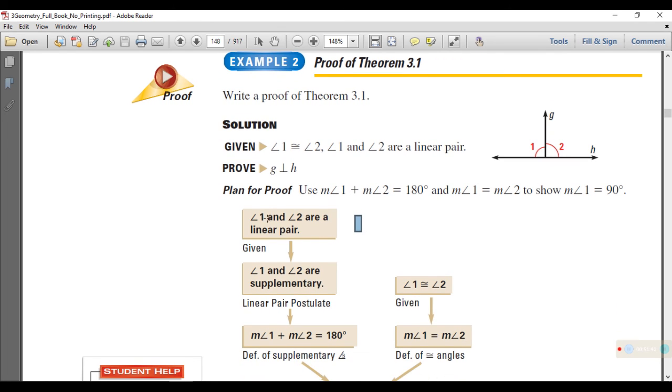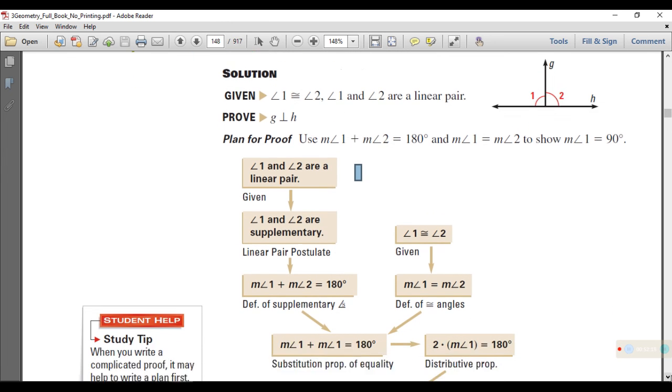So, statement: angle 1 and angle 2 are a linear pair. The reason is that it is given. Next, angle 1 and angle 2 are supplementary, by the linear pair postulate. Next, the measurement of angle 1 plus the measurement of angle 2 is equal to 180 degrees, by definition of supplementary angles. Another given, angle 1 is congruent to angle 2. I-transform natin sila into algebraic property of equality using the measurement of 1 and 2. Measurement of angle 1 is equal to the measurement of angle 2. This is by definition of congruent angles.